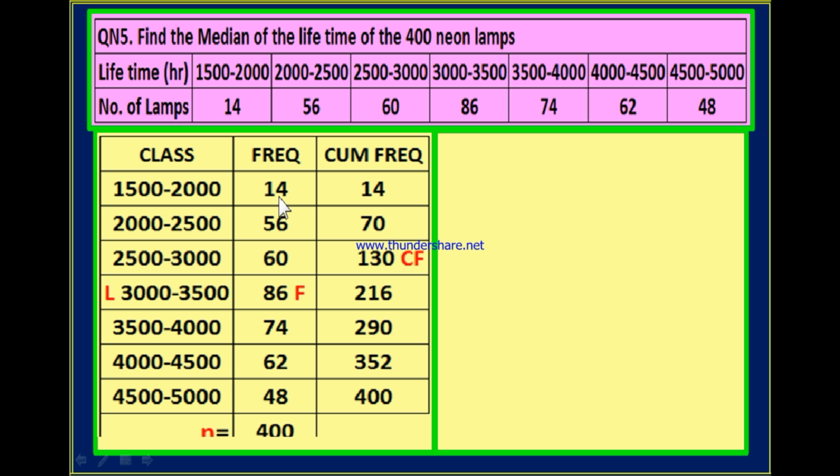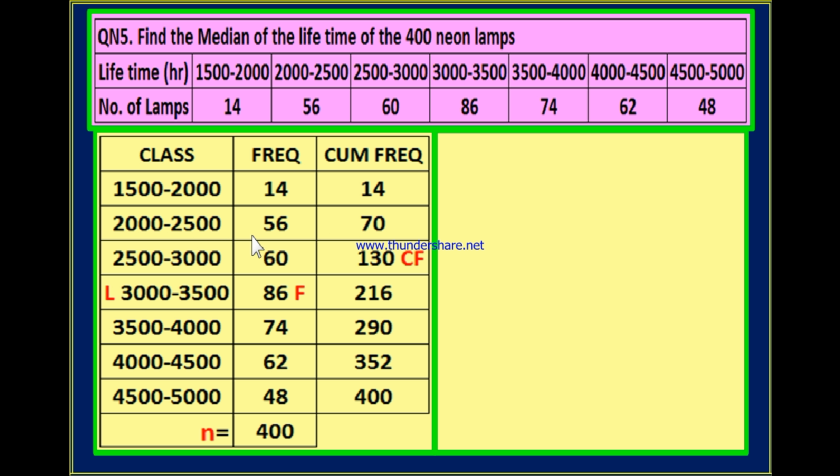After writing these two columns, you had better find the sum of the frequencies. Sum of the frequencies may be represented with small letter n. If we add up all these frequencies, you get 400. 400 is the sum of all these frequencies. The next column is for cumulative frequency.